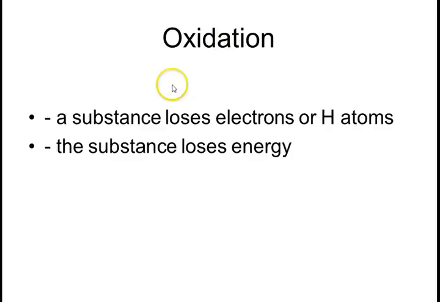Okay, oxidation is the opposite of this. The substance loses electrons or loses hydrogen atoms, and that hydrogen atom is going to carry one electron with it.